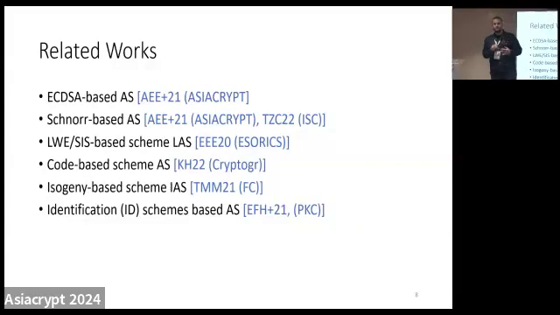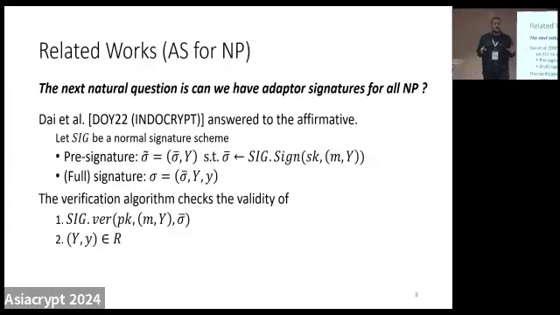So what has been done till now in terms of adapter signatures? We have ECDSA-based adapter signatures, Schnorr-based, LWE, code-based schemes, isogeny-based schemes, and adapter signatures generated by identification schemes. So this created one natural question: can we have adapter signatures for all NP? And Dial answered this question in the affirmative. And their construction is relatively simple.